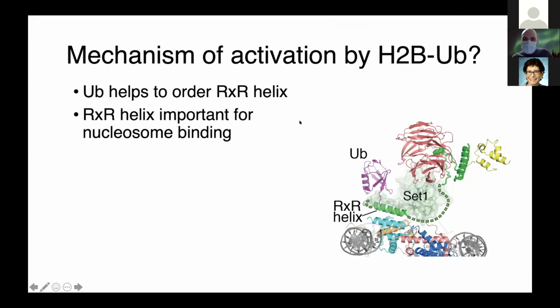So now that we have this nice structure of COMPASS bound to a ubiquitinated nucleosome, we can begin to understand, or try to understand, how this ubiquitin is actually able to activate this complex. And in this case, there are a few structural things that help us understand this. Importantly, ubiquitin helps to order this RxR helix, which is critical for Set1 activity. And this RxR helix is also important for ubiquitin binding. So that's one possible explanation for how ubiquitin is able to stimulate this complex.